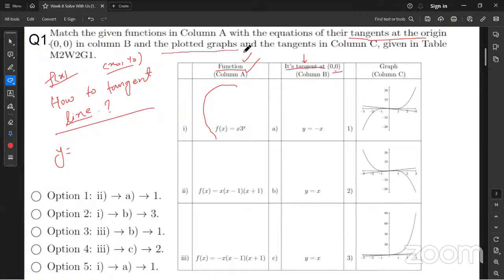And the plotted graph and the tangent in column C. Okay, so in this column, they have plotted the graph of this function, and according to that graph, they have plotted the tangent of the given function. Then you have to match the correct column.